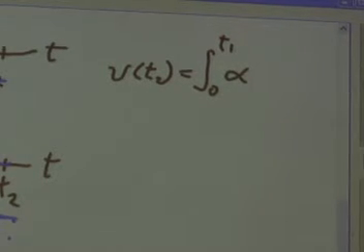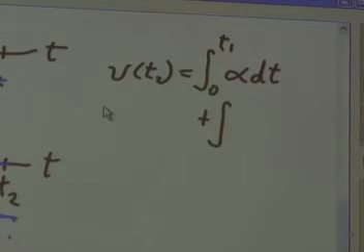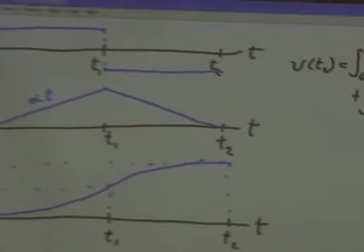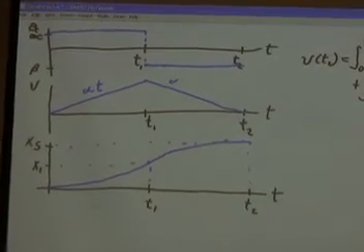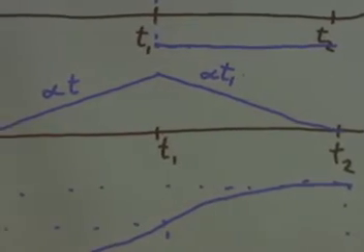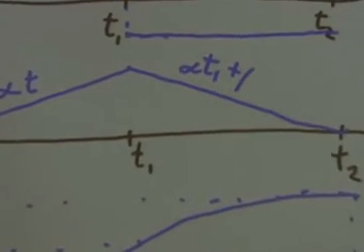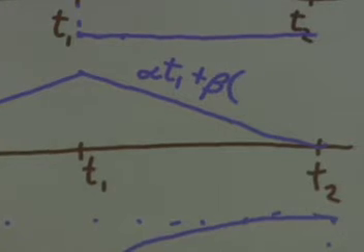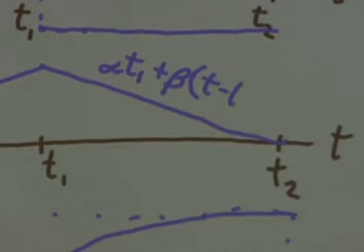So our acceleration is alpha. We integrate with respect to time. And then for the remaining part, we have the integral. And perhaps I should put this over on the graph. Notice here that the velocity is going to be alpha times t. Here, we're going to have alpha t1 plus beta, which is a negative quantity, times t minus t1.